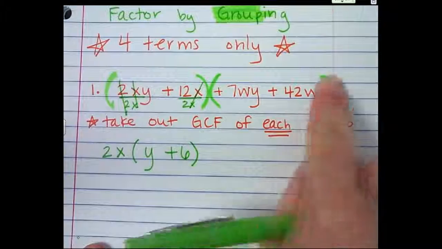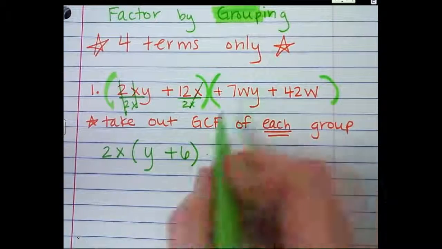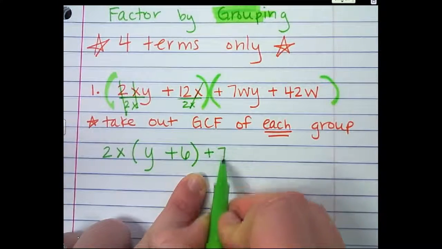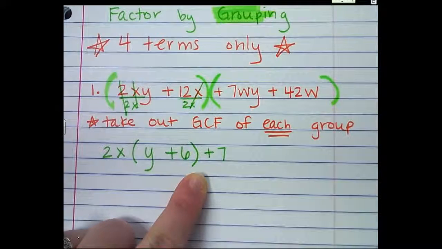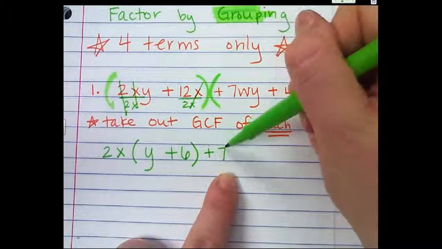Now we do it again over here. So what can I take out between 7 and 42? 7. If this is positive, this is going to be positive, because it's all one continuous term or polynomial. So I want to just write plus 7.